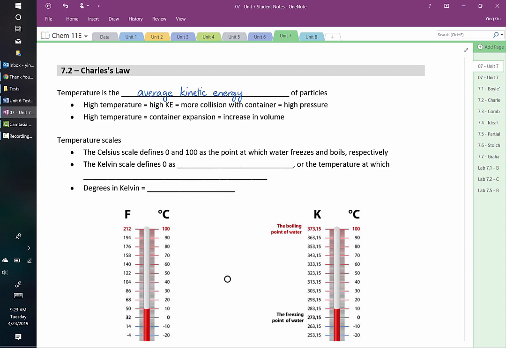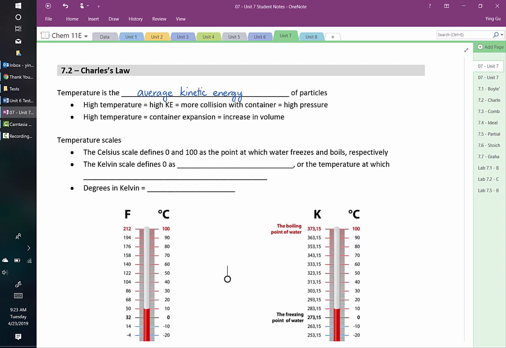Now, all particles are in constant motion, so if you take all the energy that's generated from molecular motion and average it out, that is to say, you take every particle's energy, add them all together, then divide it by the total number of particles you have, you will get temperature.